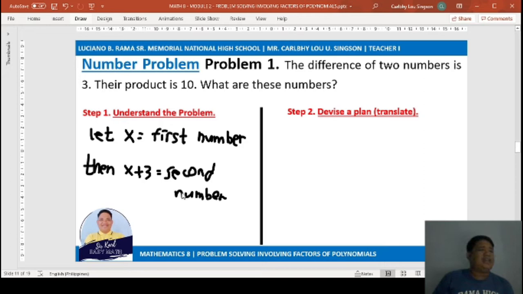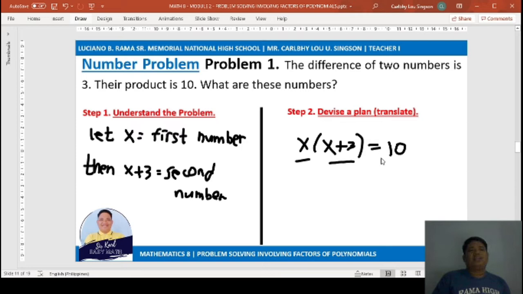The second condition of our problem number one is that their product is 10. So if we try to translate that into a mathematical expression, we could just say that x times the quantity of x plus 3, that is our second number, is just equal to 10. All right, so we could come up with this mathematical statement, x times the quantity of x plus 3 is equal to 10, since the product of the first number and the second number is equal to 10, right?